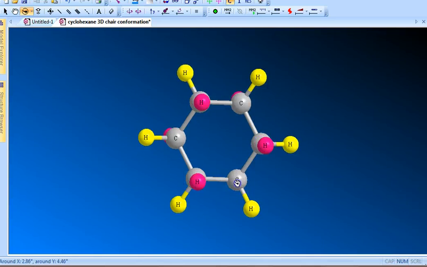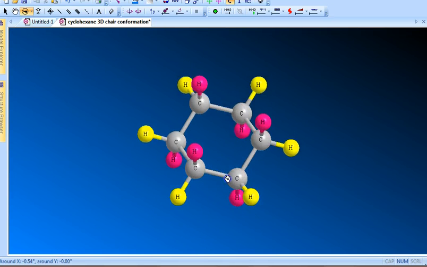Now from the top you see that these three are the axial hydrogens. That's why they are on the top, and they are alternating with the equatorial hydrogens. So this is axial on the top, equatorial on the top, axial on the top, equatorial on the top, then also axial on the top, then equatorial on the top.